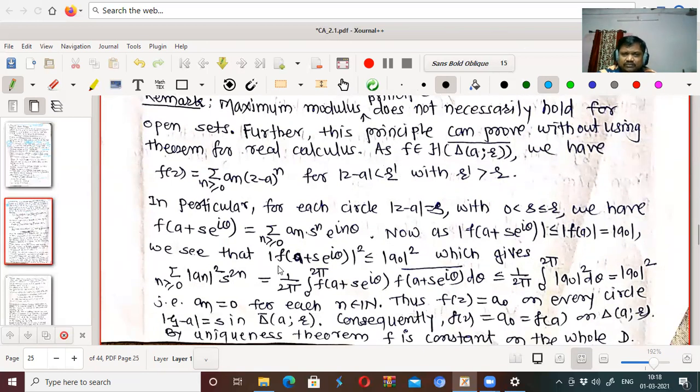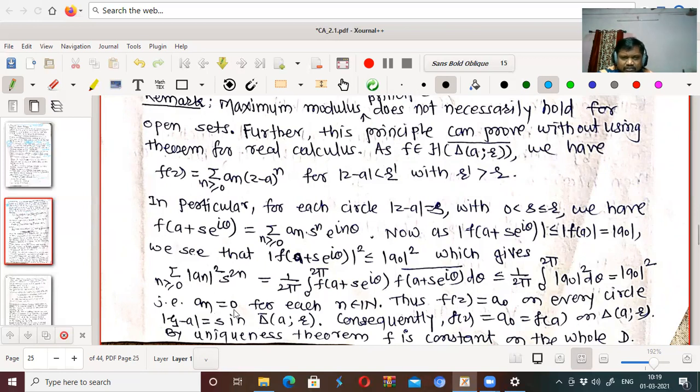And we see that mod of f of a plus s e to the power i theta, squared, is less than or equal to mod a0 square, which gives the sum over n greater than or equal to 0 of mod of a n square s to the power 2n equal to 1 by 2 pi integral from 0 to 2 pi of f of a plus s e to the power i theta times, this is the square, z into z bar is mod z square that we have taken, less than or equal to 1 by 2 pi integral 0 to 2 pi of mod a0 square d theta, which is equal to mod a0 square. And so the summation over all n of mod a n square s to the power 2n is less than or equal to mod of a0 square.